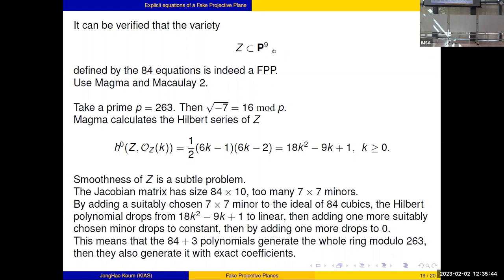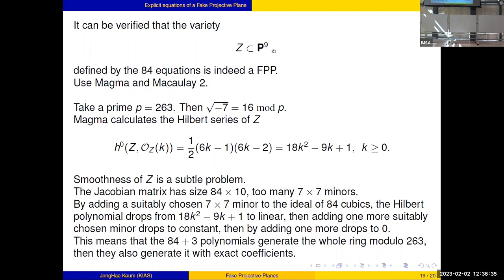And smoothness of the surface is the remaining problem. And the Jacobian matrix, we have 84 equations and 10 variables. The Jacobian matrix is 84 times 10. So we consider all 7 by 7 minors. We just add a suitably chosen 7 by 7 minor to the ideal of the cubics. And then the Hilbert polynomial drops from quadratic to linear. And then adding one more, it drops to a constant function. And then by adding one more, it drops to zero.